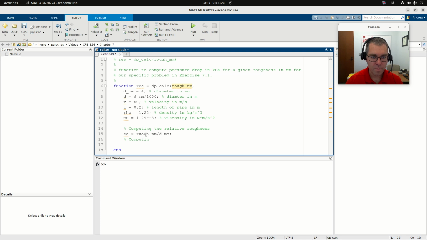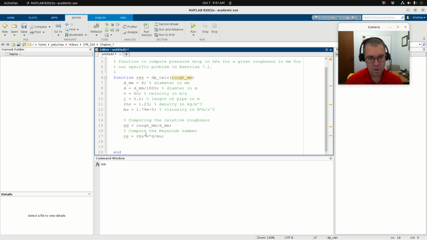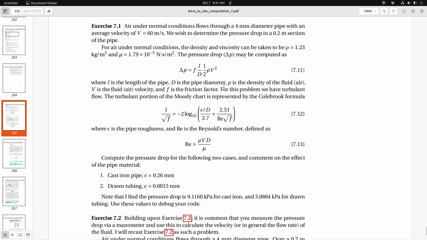Then I'll compute the Reynolds number. So my Reynolds number is rho times V times D divided by mu, where all are in SI units. All right, so I have all my parameters. I have ED and Reynolds. And we said when we were going through this that the first step is I'm going to need to numerically solve my Colebrook equation, equation 7.12, for f.